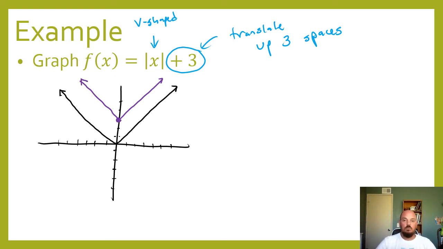It was that simple. If the black graph is absolute value of x, which it is, the purple graph is absolute value of x plus 3. And if I change the plus 3 to a minus 3, we would just move it down instead of up. So by adding a number onto the end of our function or outside of the absolute value bars, it just takes the graph and shifts it up or down that many spaces.